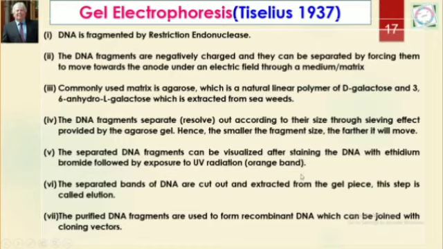Here are some further readings, and also animations. Now the separated bands of DNA are cut out and extracted from the gel piece. This step is called elution. The purified DNA fragments are used to form recombinant DNA, which are joined with the cloning vectors.